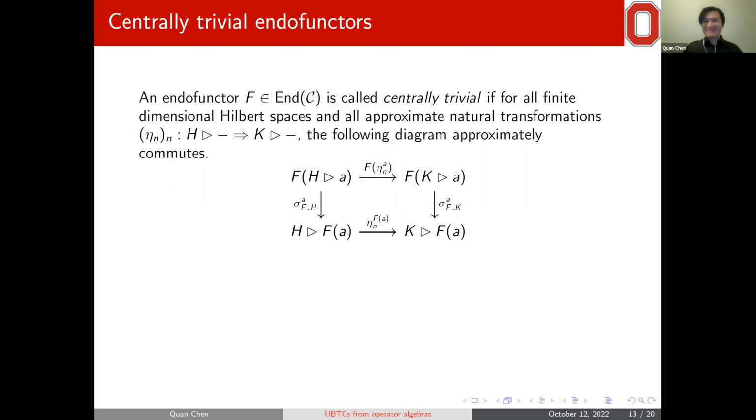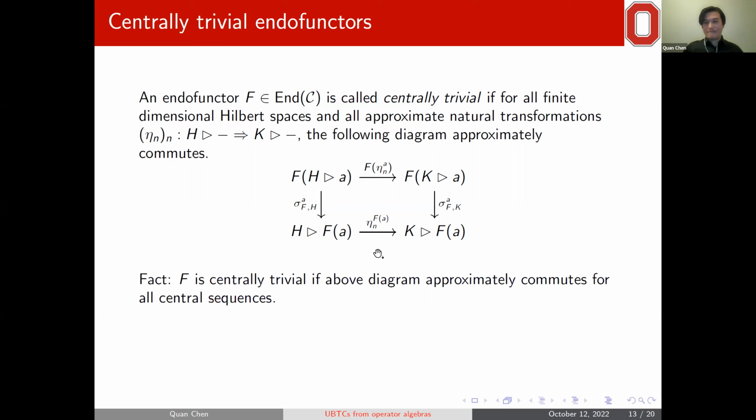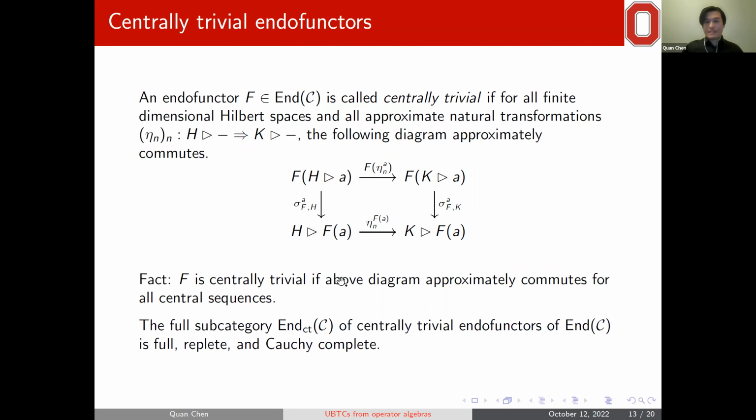So that's good. And another fact: f is centrally trivial if this diagram approximately commutes for all the central sequences. Again, a central sequence means an approximate transformation from the identity functor, which means the C action, complex numbers C to C. And from this fact, it's easier to prove that the subcategory of centrally trivial endofunctors is a full, replete, Cauchy complete tensor subcategory.